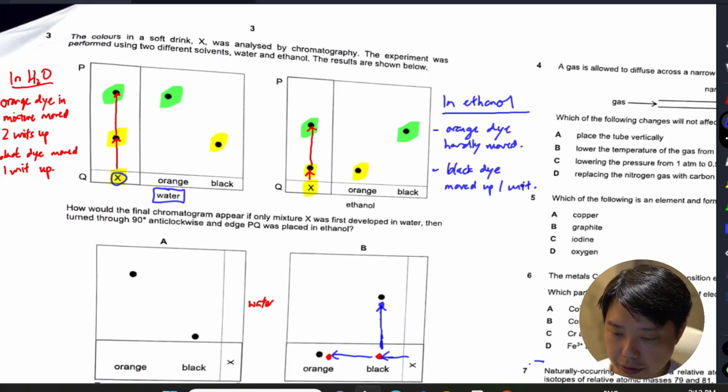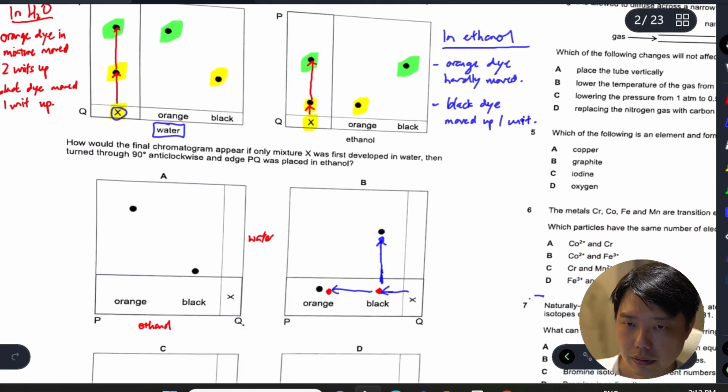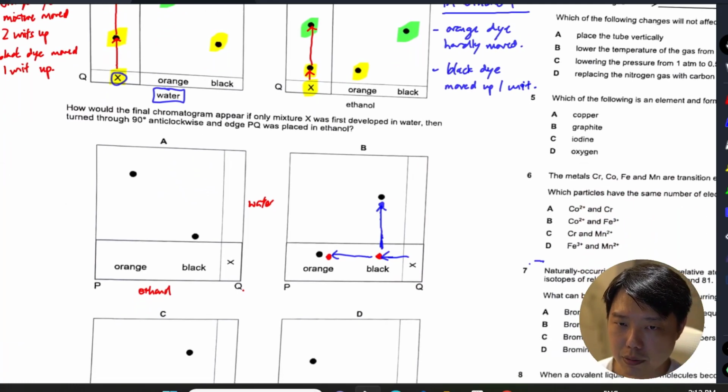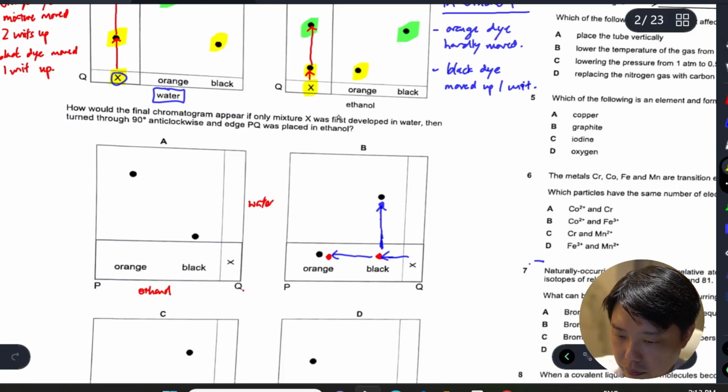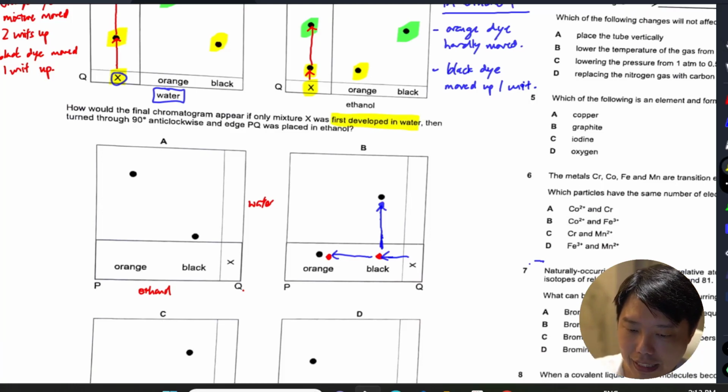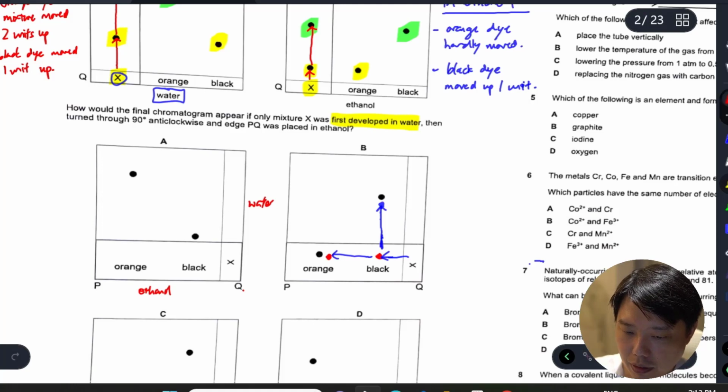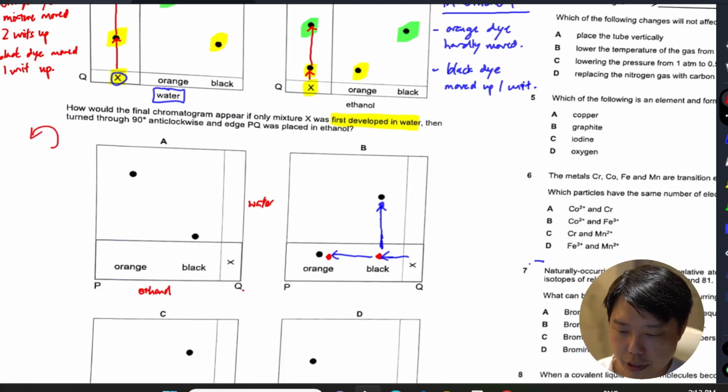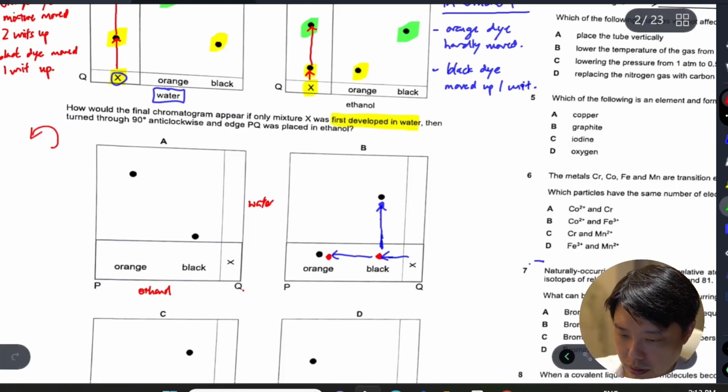Okay, so bearing this in mind, they have given us a sample where the mixture was subjected to two solvents. The first one was water, first developed in water, and then turned 90 degrees anti-clockwise. Anti-clockwise is obviously this way. And then the chromatogram was placed in ethanol. So this is the second solvent.